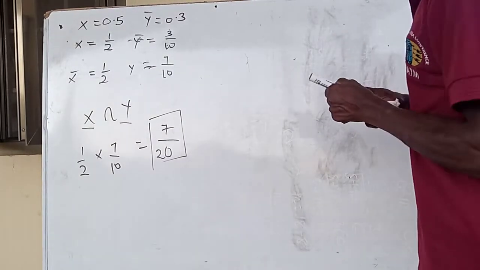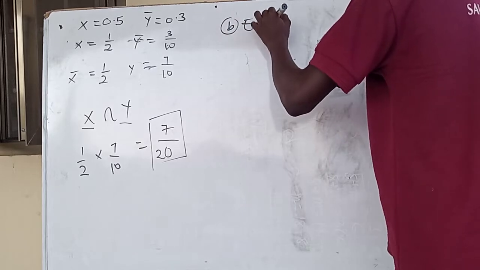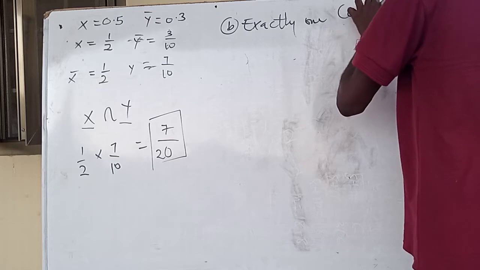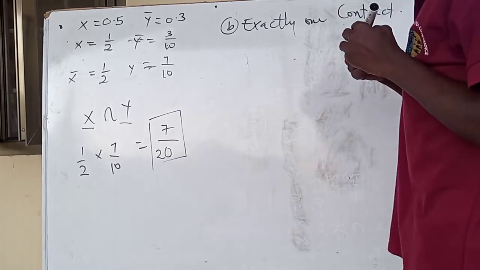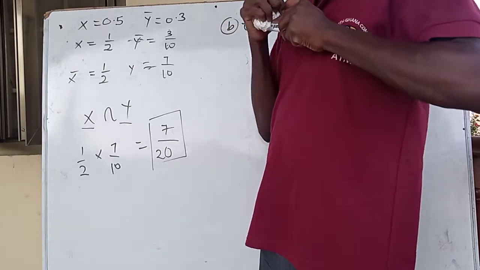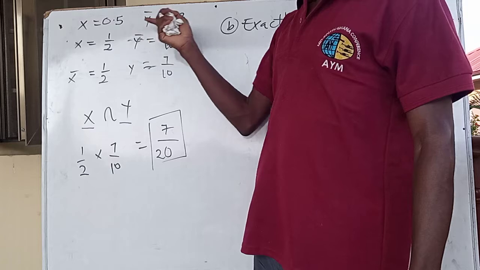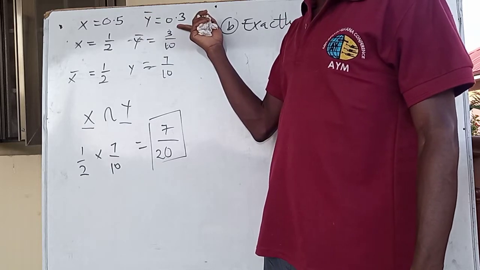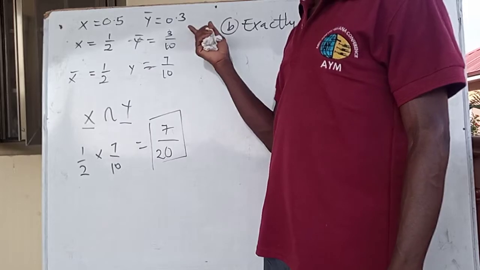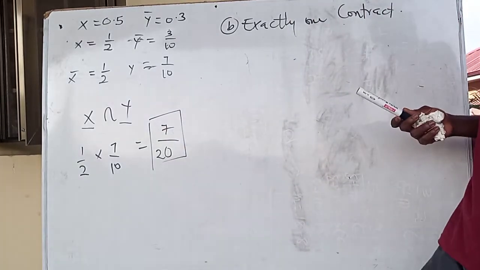Okay, so the next question: he will win what? Exactly one of the contracts. Exactly one contract. Yes. So here we are dealing with 2 contracts, contract X and contract Y. It was given that winning contract X is 0.5 and not winning contract Y is 0.3. We got winning contract Y as 7/10, which is 0.7, right? Now the question is, what's the probability that you win only one contract?